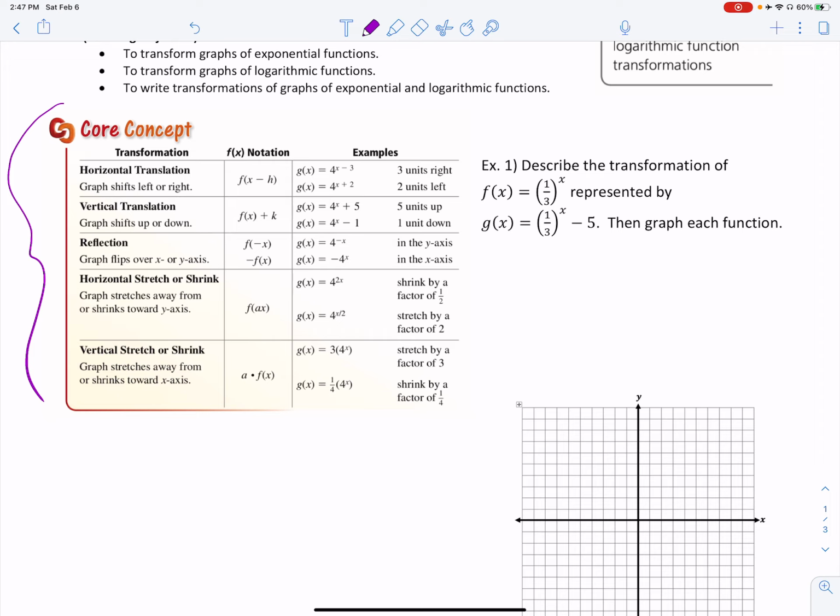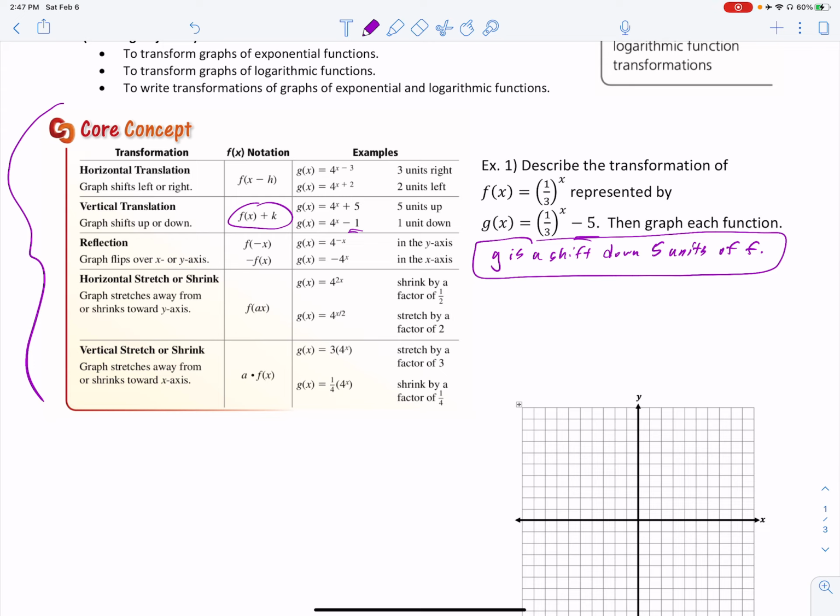And when you see this 1/3 to the x for f of x, and then g has this -5, that is of this form. And since it's negative, you're going to be going down 5 units. G is a shift down 5 units of f.